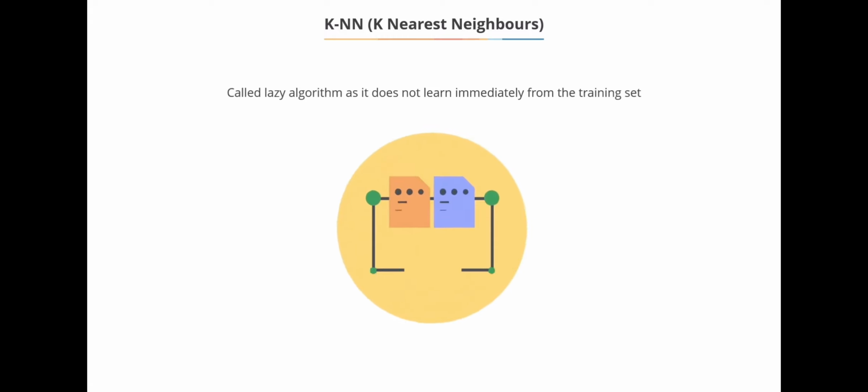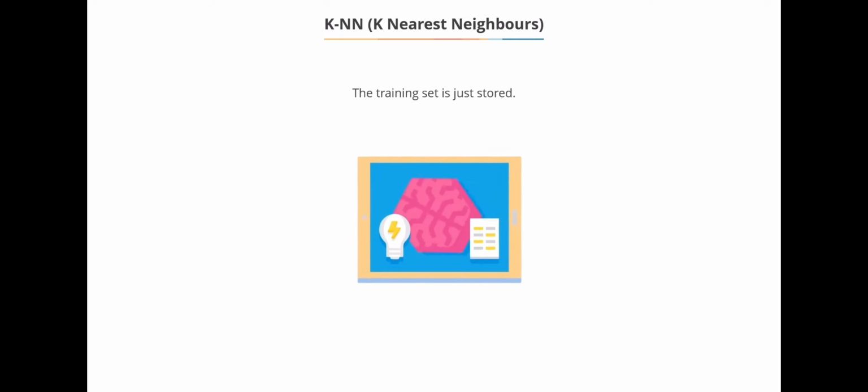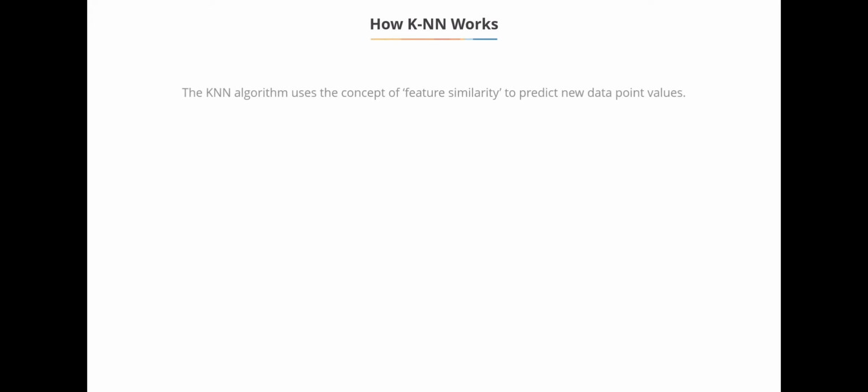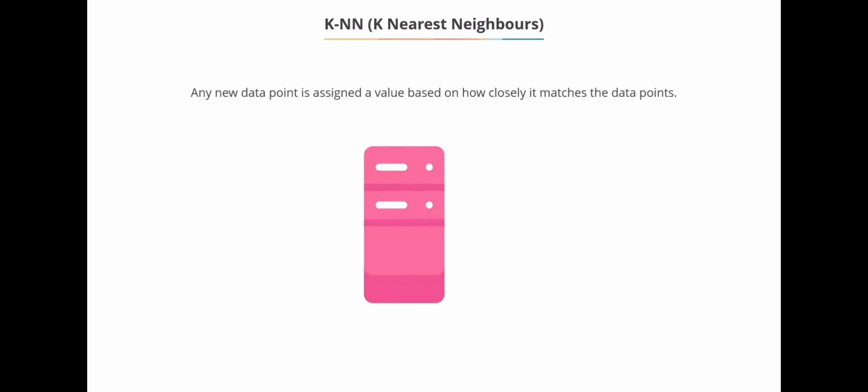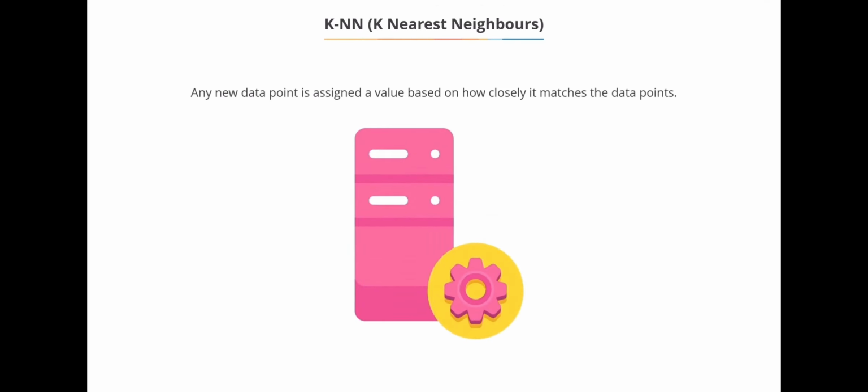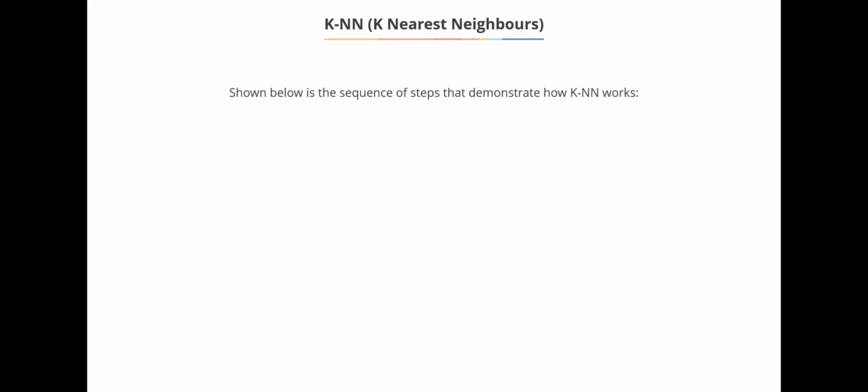It is also called a lazy algorithm as it does not learn immediately from the training set. The training set is just stored. Instead, learning is delayed until a test instance is given before it performs any action, such as classification on the dataset. How KNN works. The KNN algorithm uses the concept of feature similarity to predict new data point values. Any new data point is assigned a value based on how closely it matches the data points within the training dataset. Here is a sequence of steps that demonstrate how KNN works.